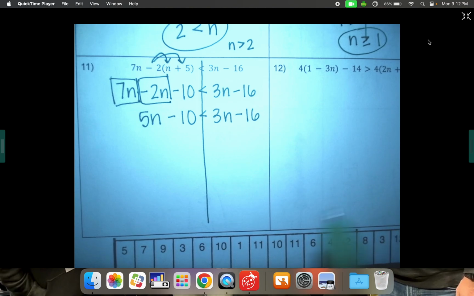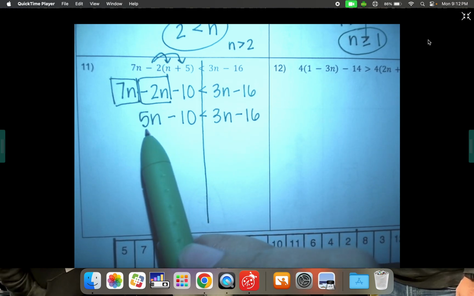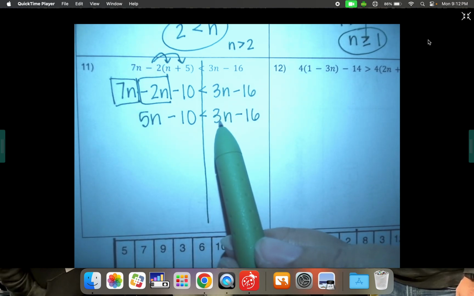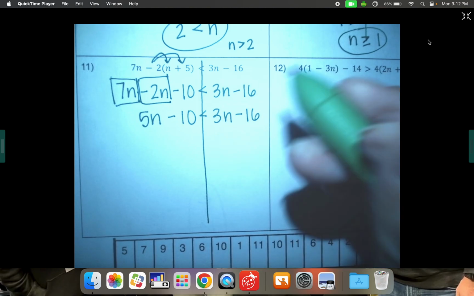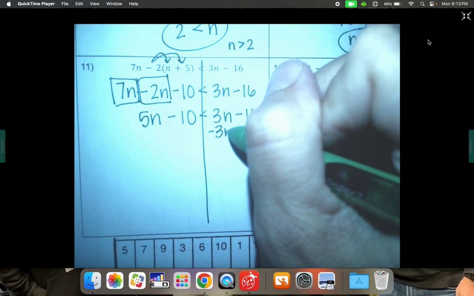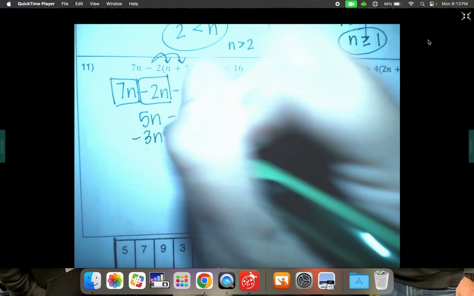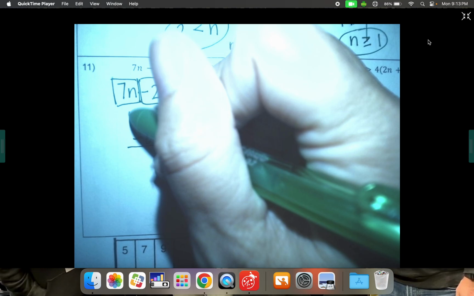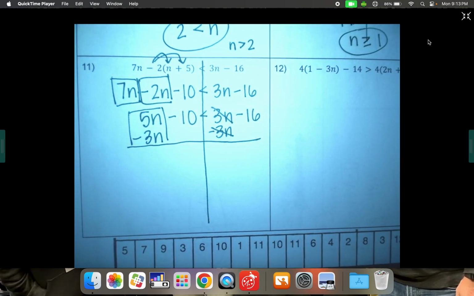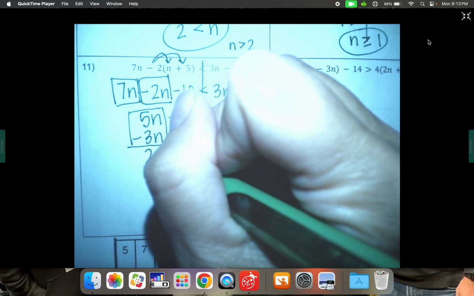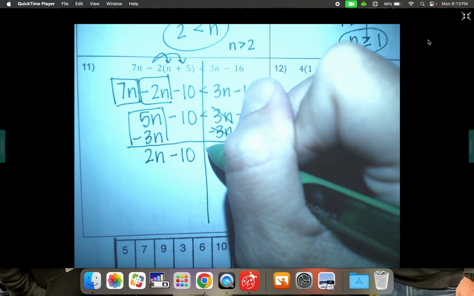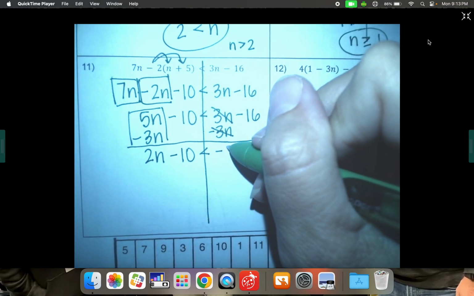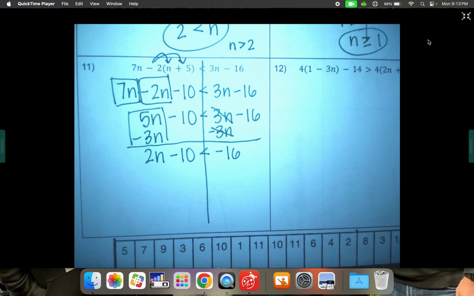Now I'm going to move one of the variables, either 5n, I'm going to subtract it, or 3n, I'm going to subtract it. I'm going to choose the 3n. So I'm going to subtract 3n on both sides. All right, they cancel over here. Over here, I'm going to have to do the math. 5n minus 3n is 2n. Bring down minus 10, bring down my symbol, bring down negative 16.